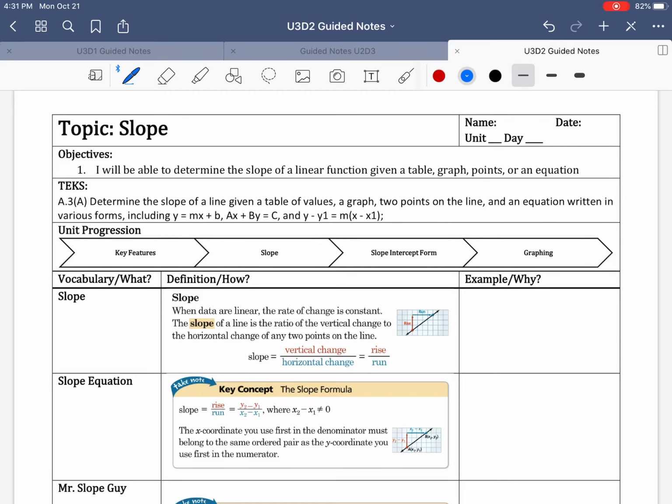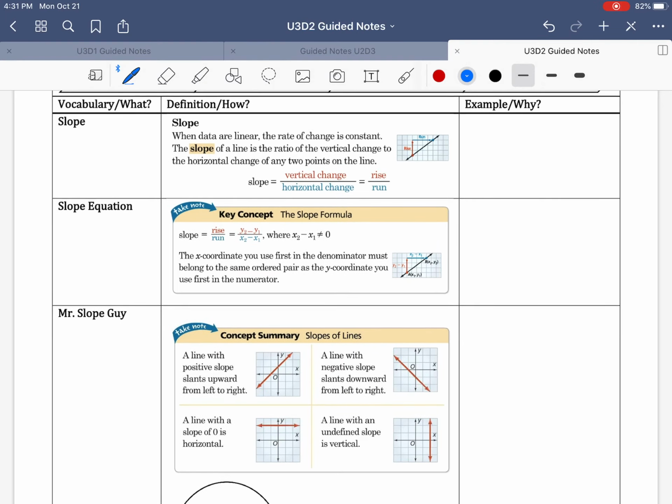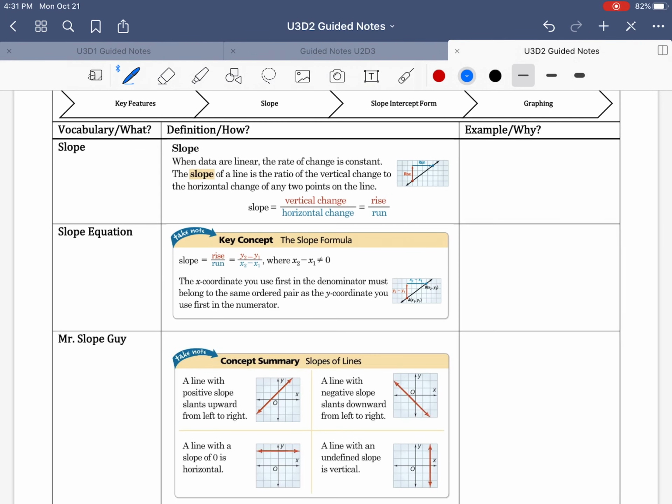Today's topic is slope, Unit 3, Day 2. Our objective is I will be able to determine the slope of a linear function given a table, graph, points, or an equation. So first off, we need to think about what is slope.